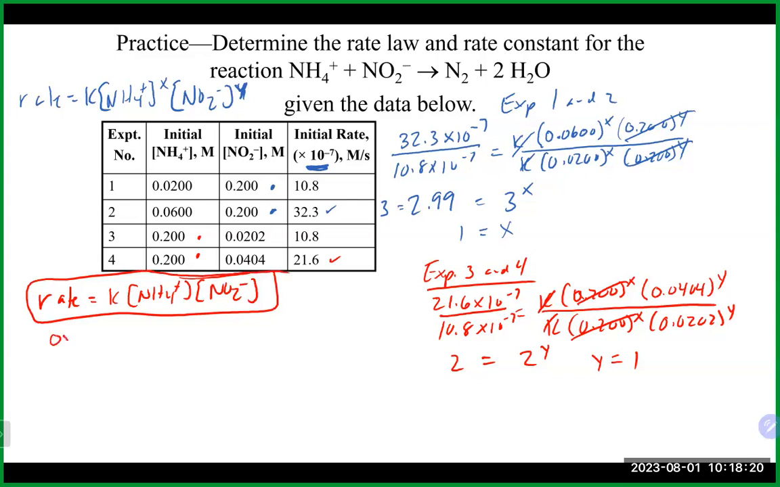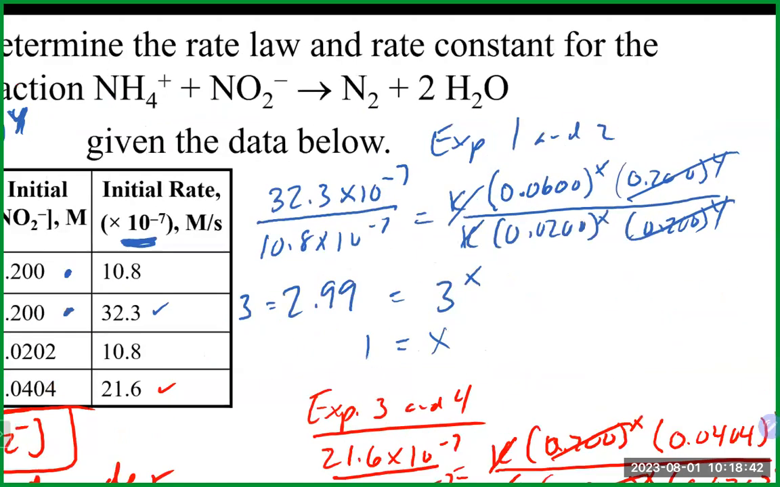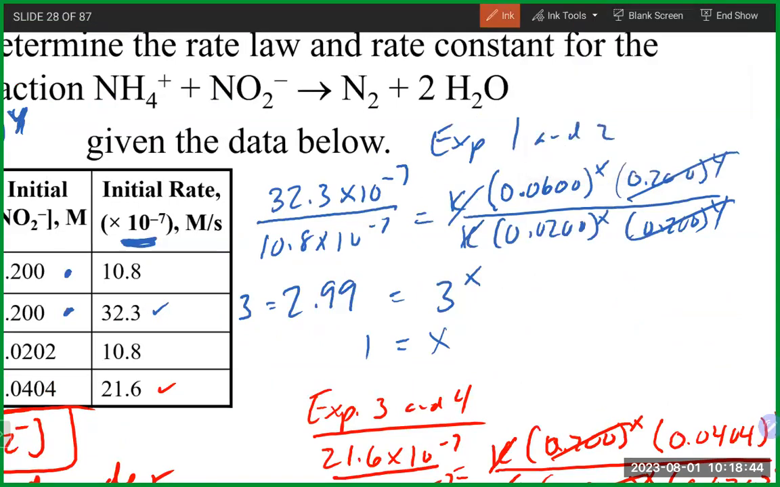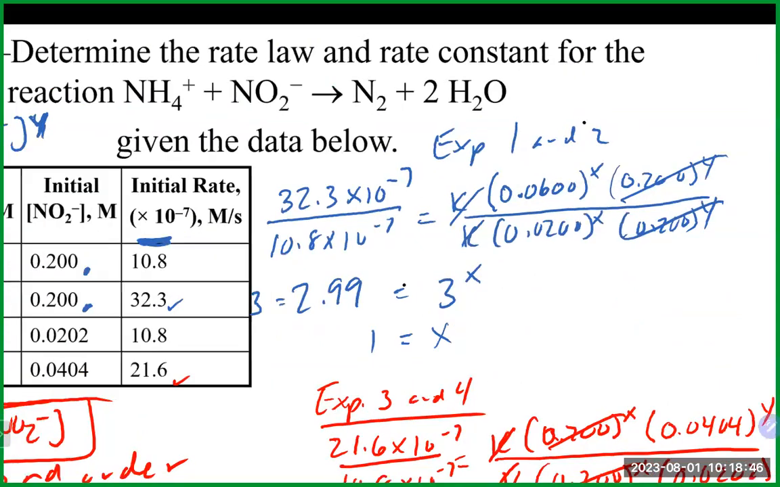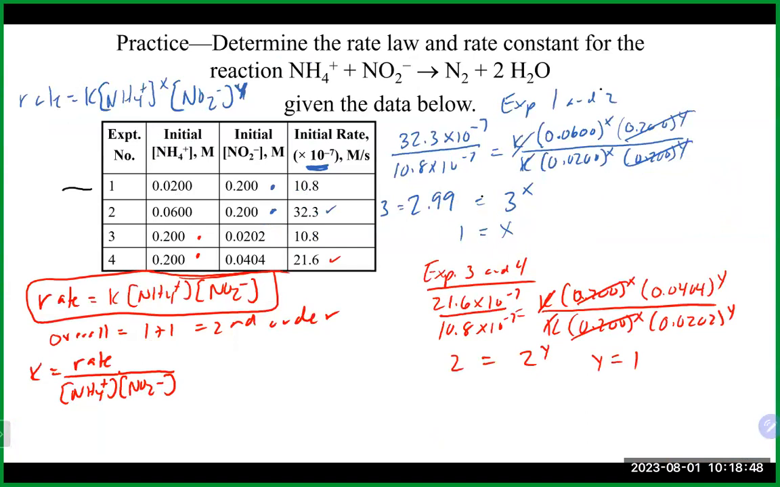That means the overall order here is going to be 1 plus 1, which is second order. Now that we have the completed rate law, we can solve for K. K in this case would be the rate divided by NH4 plus and NO2 minus. Since we actually have 4 experiments to choose from, it doesn't really matter which one you choose. It will come out the same. So we'll just take experiment 1.